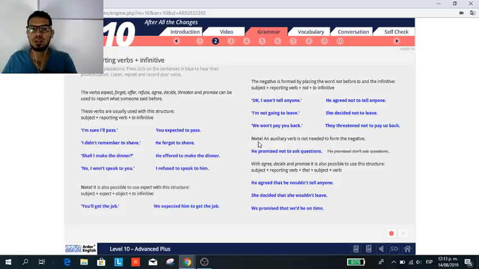Okay, so notice that an auxiliary verb is not needed to form the negative. So here we don't use do or did, none of that. It's not necessary.